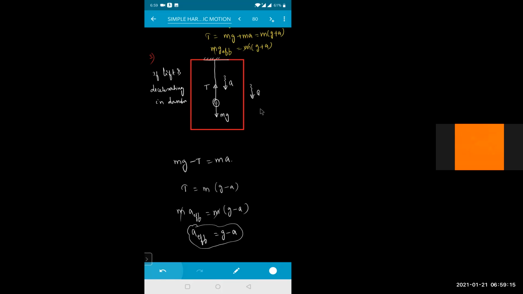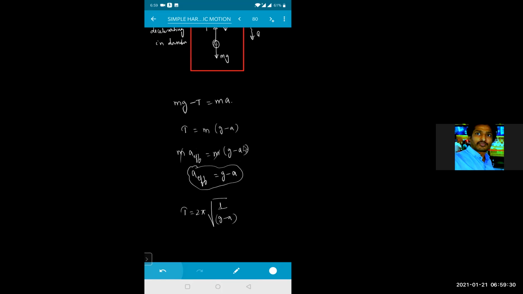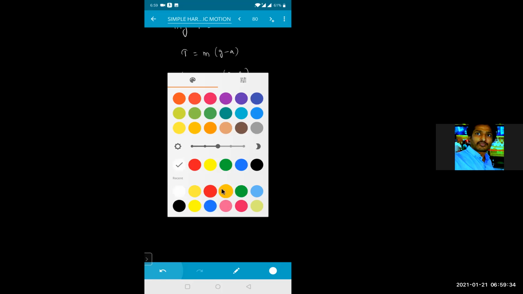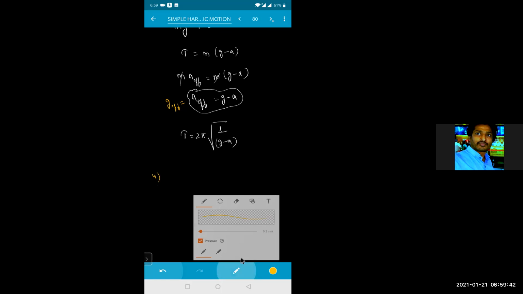That means the time period for this one will become T equal to 2 pi under root of L by g effective, and g effective is nothing but g minus a. A effective and g effective are the same; there is no problem in that. Actually, I was about to ask that only. They are both the same basically. Whether you write g effective or a effective, that will be one and the same.